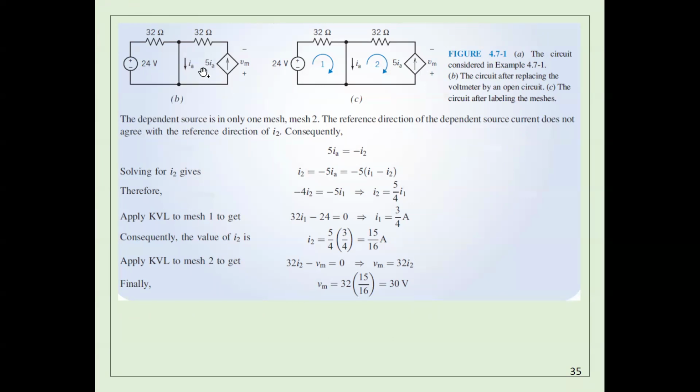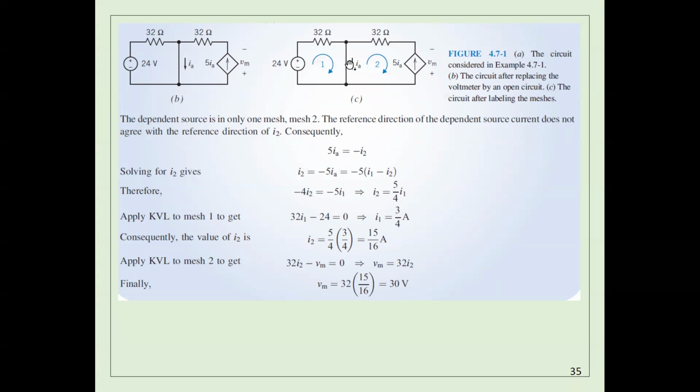So 5IA, and IA is actually the current here. IA can be I1 minus I2. IA is actually I1 minus I2. So the current here can easily become 5IA. The current here is I2, okay? So I2 is actually equal to negative 5IA, because the current here is 5IA. The current coming this way is I2, they are in opposite directions. So this is the first equation.